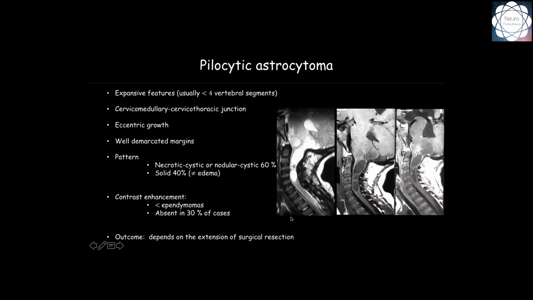Here you have a typical image of a pilocytic astrocytoma at the cervicomedullary junction, which is maybe the most frequent localization. The second most frequent is the cervicothoracic junction. In general, this tumor comprises less than 4 vertebral bodies. They have an eccentric growth, well-demarcated margins, and frequently we find cysts, as in this case, but there are around 40% of cases without cysts. The presence of edema is variable.